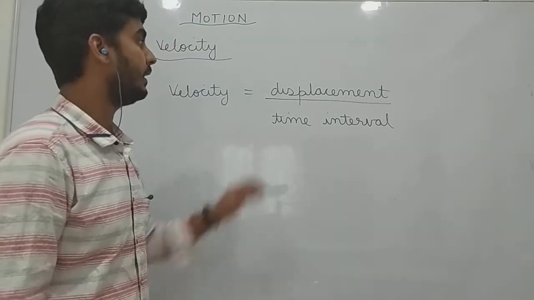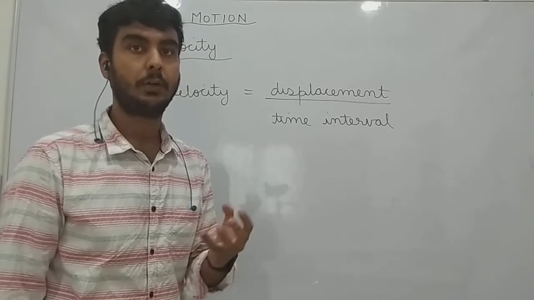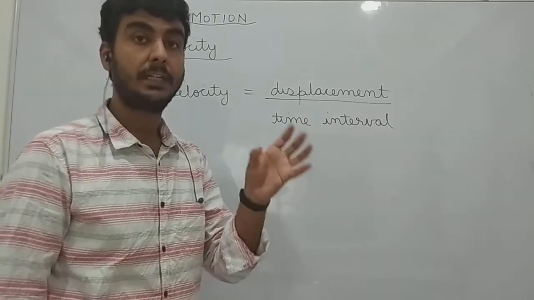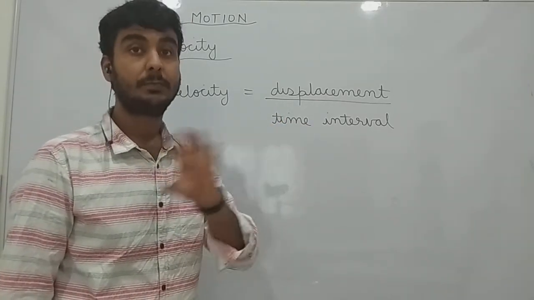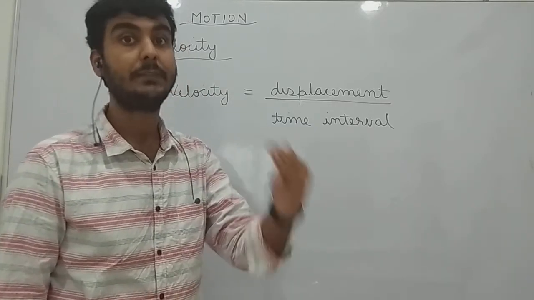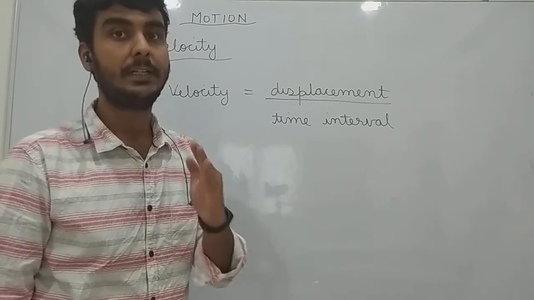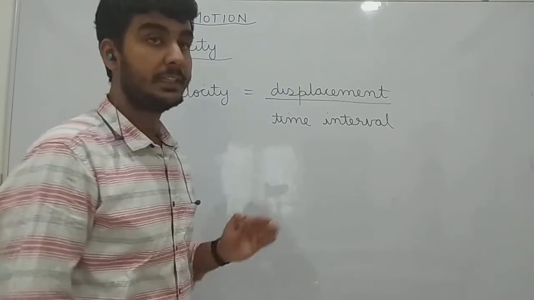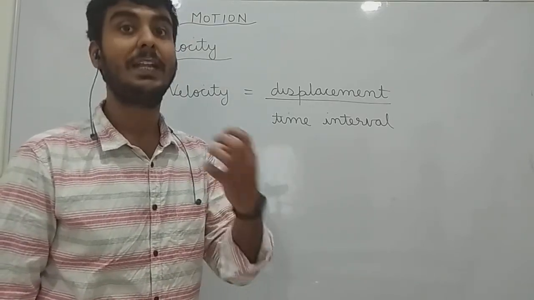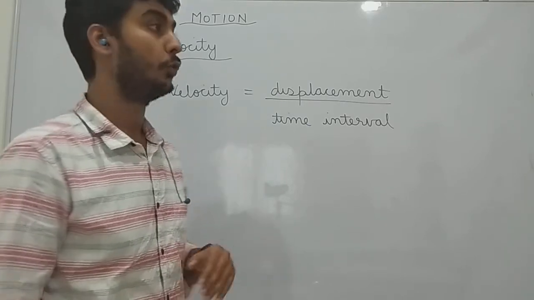Now as you can see, we have discussed in the last class that displacement is a vector quantity. If you have gone through it, you would have seen that displacement had a sign also. Sign means it was either positive or negative. That positive or negative denotes direction. Similarly, velocity is also a vector quantity, which will have direction apart from magnitude.